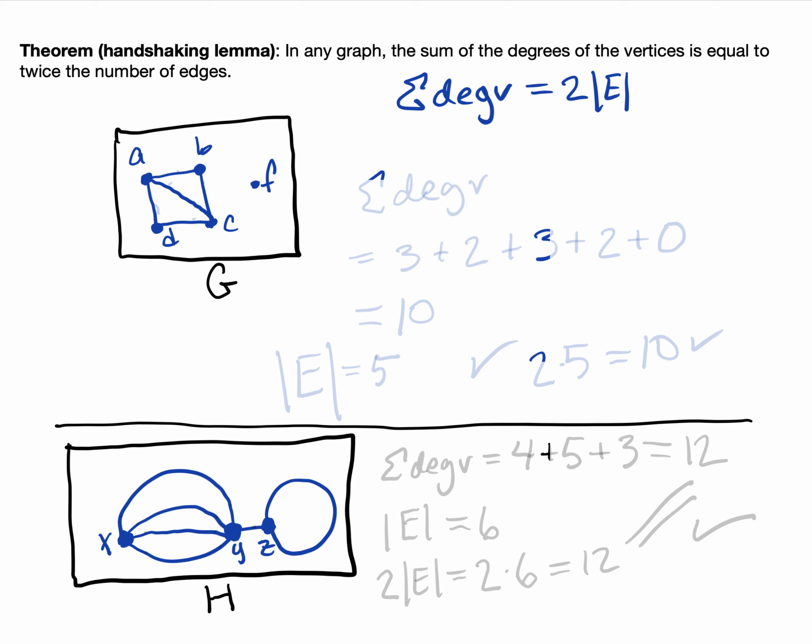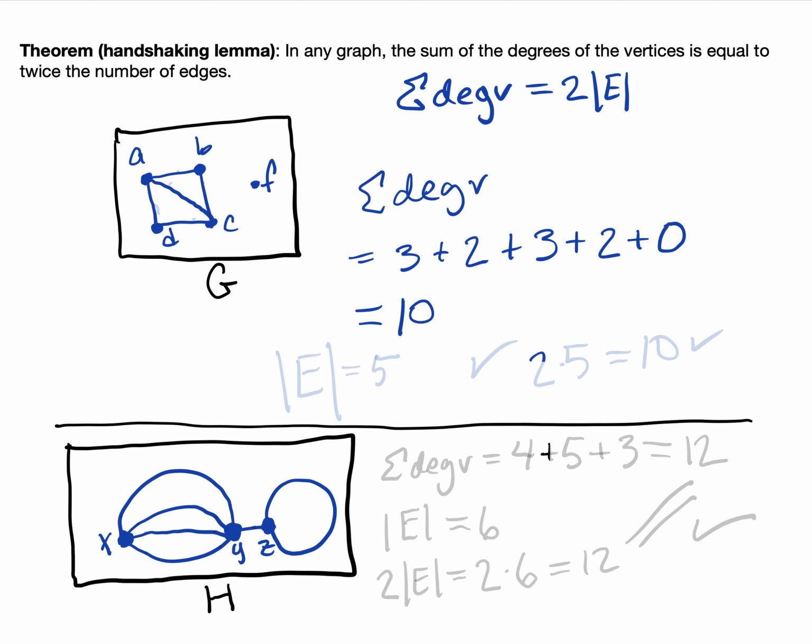So let's consider this graph G. In this graph G, the sum of the degrees of the vertices is what we get when we add up the degree of A. The degree of A is 3 because A has 3 edges incident with it, plus the degree of B is 2, plus the degree of C is 3 as well, plus the degree of D is 2, plus the degree of F is 0. Now when we add up those values, we've got 6 plus 4, we have 10.